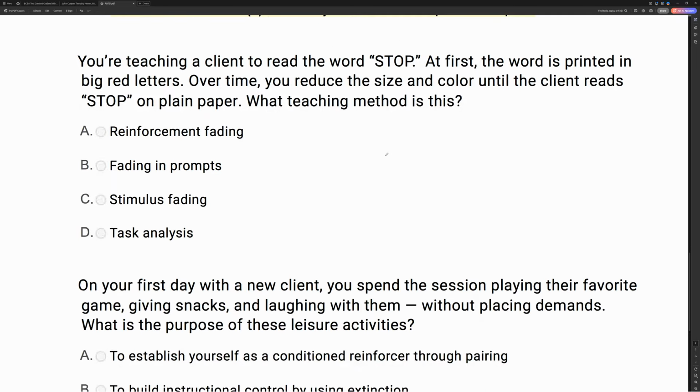You're teaching a client to read the word stop. At first, the word is printed on big red letters. Over time, you reduce the size and color until the client reads stop on plain paper. What teaching method is this?